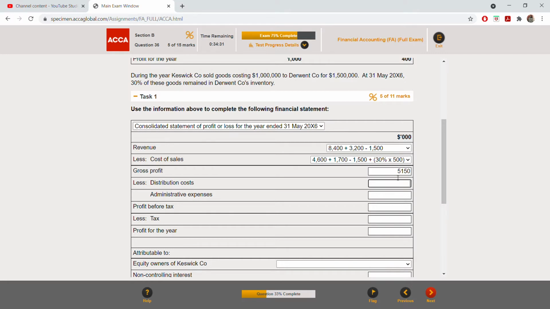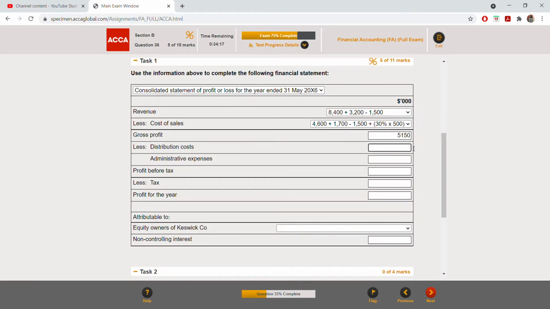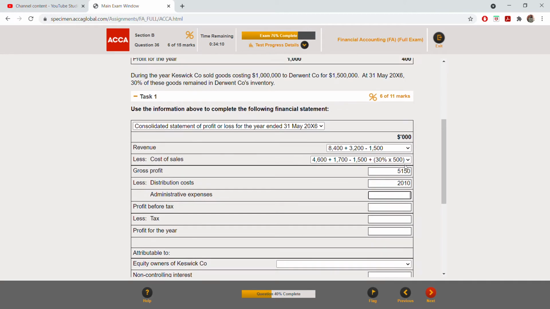Next, distribution cost. Even the distribution cost you have to write. What is the distribution cost? It is simply the addition of these two, so the distribution cost is 2010. Administration expenses, also the addition of these two, 700 and 450, so it is 1150. Then we have the profit before tax. After you deduct your distribution expense and administration expense from your gross profit, you will get the profit before tax as 1990.